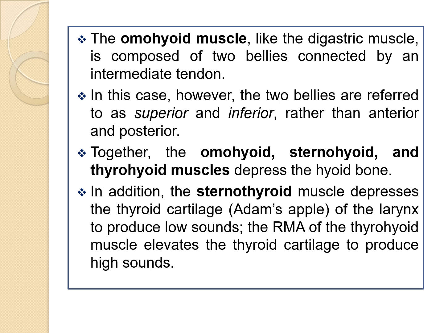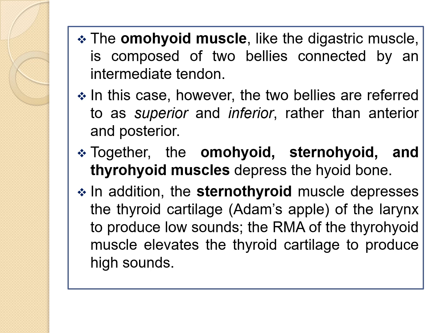Together, the omohyoid, sternohyoid and thyrohyoid muscles depress the hyoid bone. In addition, sternothyroid muscle depresses the thyroid cartilage, which is nothing but Adam's apple of the larynx, to produce low sounds. The reverse muscle action of the thyrohyoid muscle elevates the thyroid cartilage to produce high sounds.